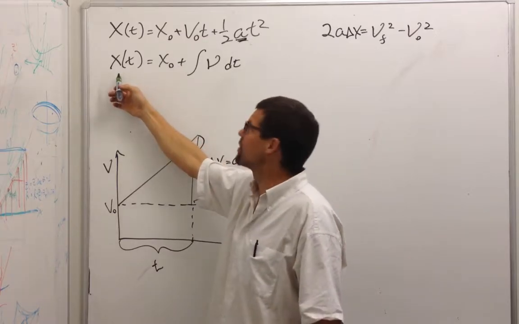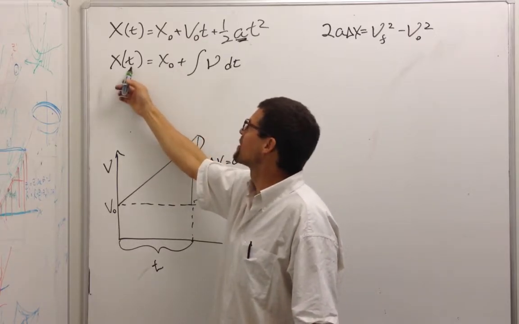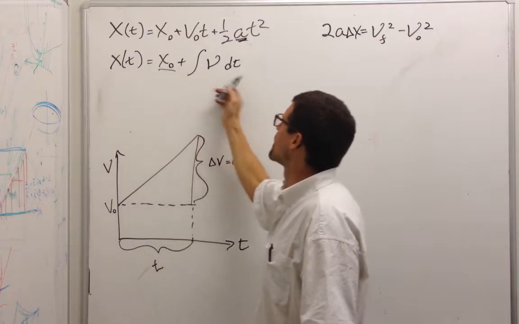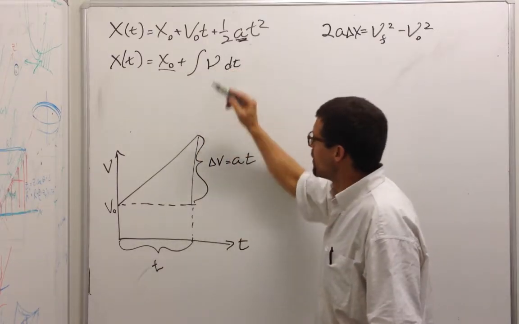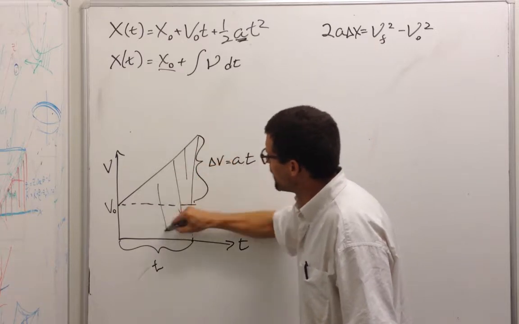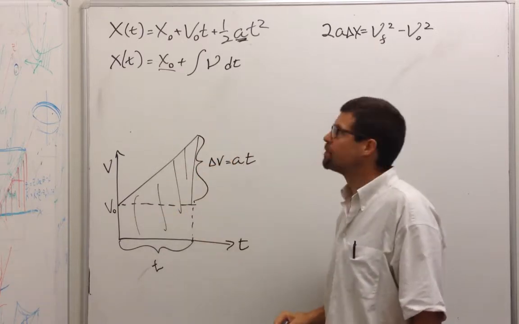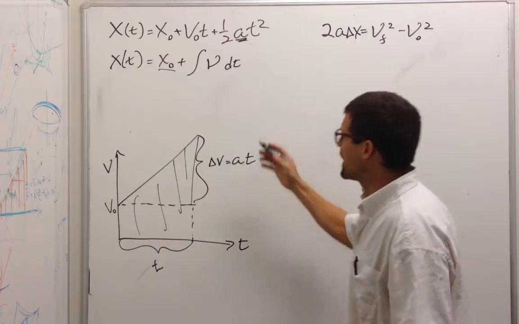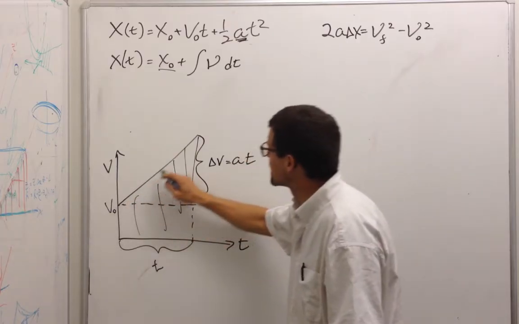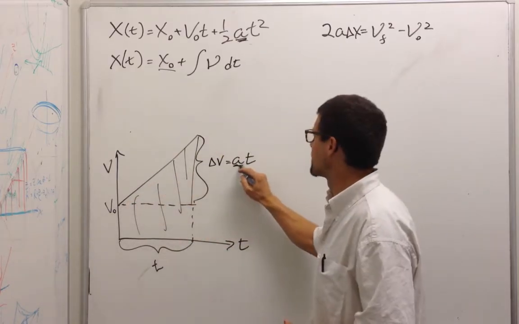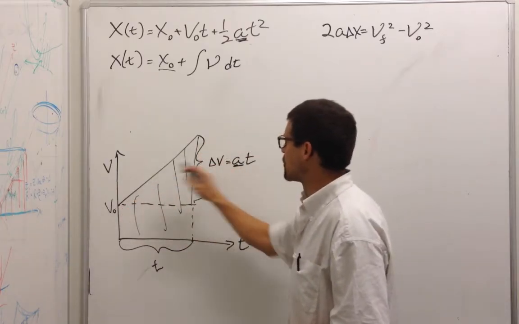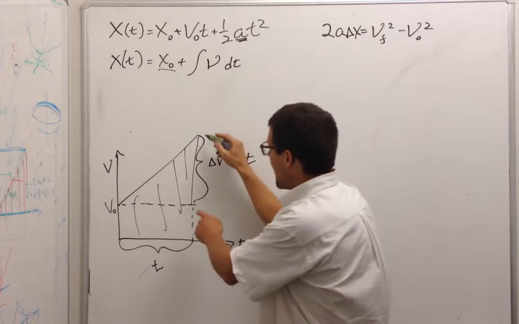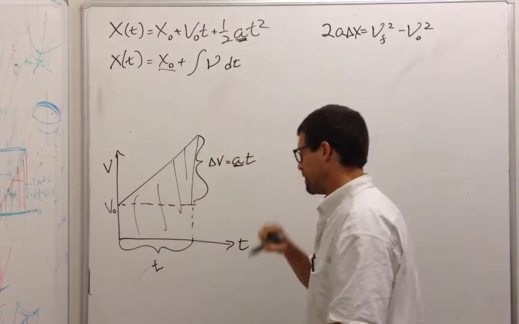The general term for displacement is where you are at some time is where you started plus the integral of the velocity, or the area underneath the velocity time graph. So where do we get this? If we have constant acceleration, only if we have constant acceleration, then this is a straight line with a slope of a, the acceleration, and this is a right triangle.